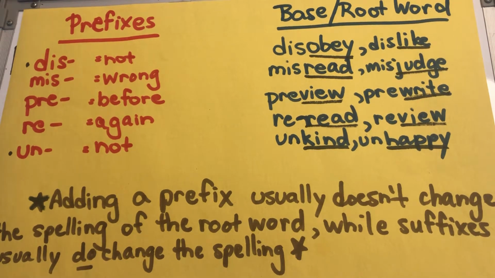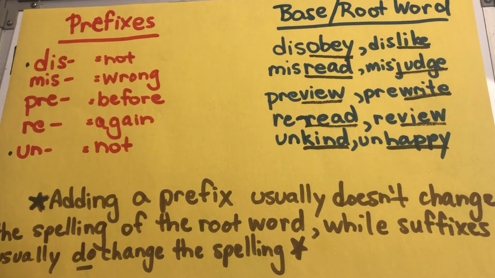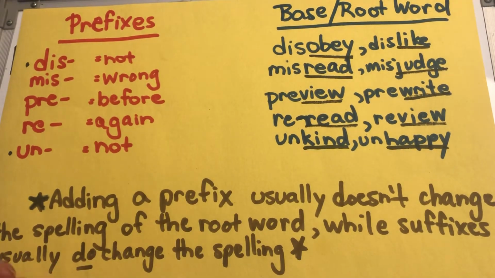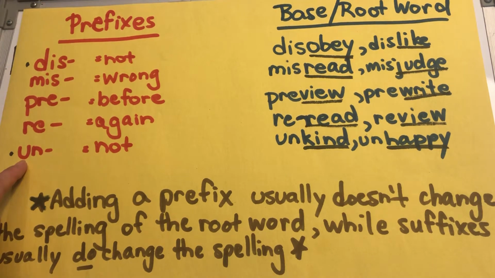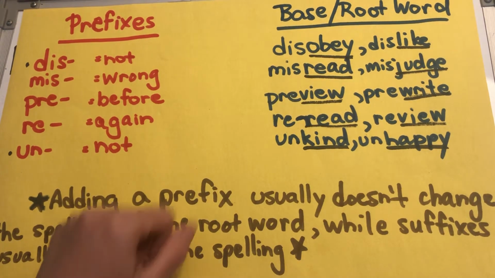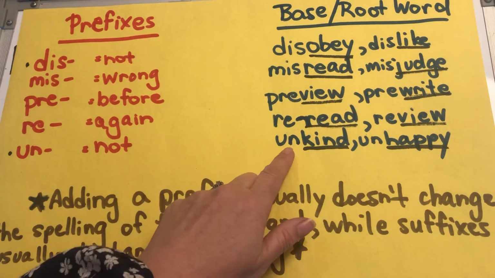Okay, first of all, I want to review some prefixes and suffixes. Remember, we said prefixes are a part of a word that you add to the beginning of a base or root word, and it changes the meaning of the word. For example, we said dis and un mean the same thing. They both mean not. So if I put dis in front of obey, it means not obey. If I put dis in front of like, it means not like. Okay, same thing with unkind.